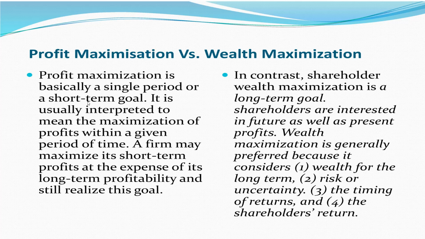Okay. It is usually interpreted to mean the maximization of profit within a given time period. The firm may maximize its short-term profit at the expense of its long-term profitability and still realize this goal. In contrast, shareholder wealth maximization is a long-term goal. Shareholders are interested in future as well as present profit.